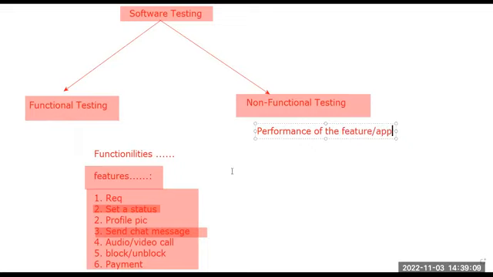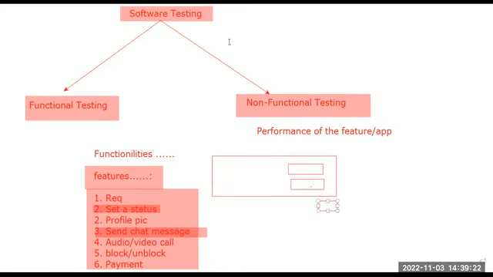Okay, so let's say I'm just giving a simple example. Let's say we have one feature, a login feature. Here we have a username, here a password, and here a login button. Once the developers develop it, definitely first we will perform functional testing. Correct, guys? Yes or no? Functional testing is what? We will check whether this login feature is working correctly or not. We will check all the combinations.